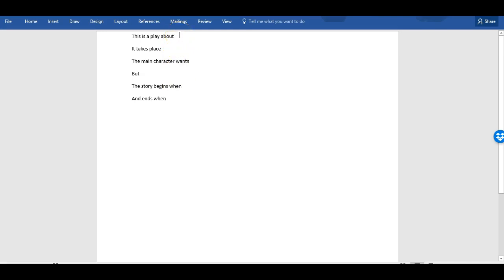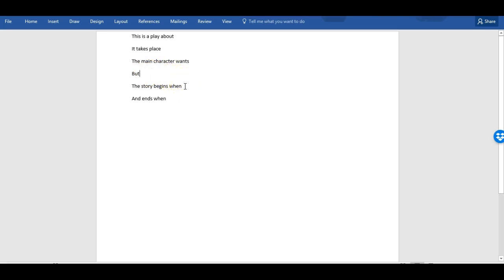So up here, this is a play about, you can fill that in any way you want. This is a play about race, or this is a play about an extremely depressed heroin addict. You know, whatever you want to fill it there. It takes place here. We've talked about location. Where is it? It takes place in somewhere that's intriguing. The main character wants fill in the blank, but what's the conflict? What gets in the way of them getting what they want?